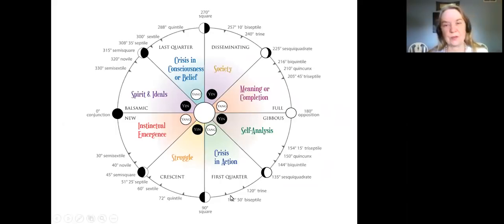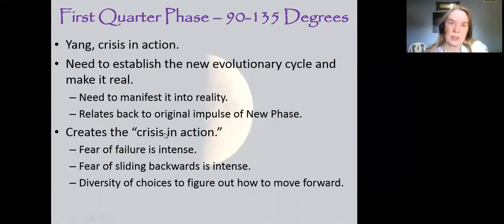Now, most of you know first quarter: crises in action. This is where astrologers are starting to recognize the difference between crises in action, breaking free, establishing the new self, versus the opposite, square crises in consciousness or beliefs. So this is back to Yang. And again, key phrase, crises in action. Now we've got to take that new evolutionary cycle between any two planets and put it out there again. We've had enough crescent phase reflection. Now let's go with it. I am ready. I am going to put it out there.